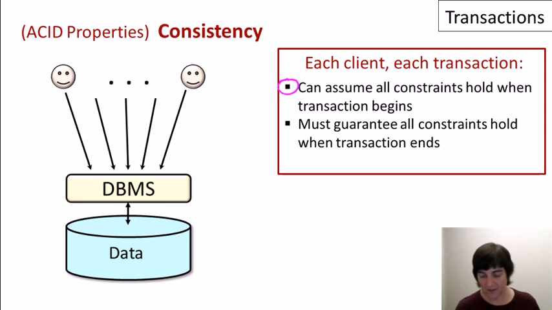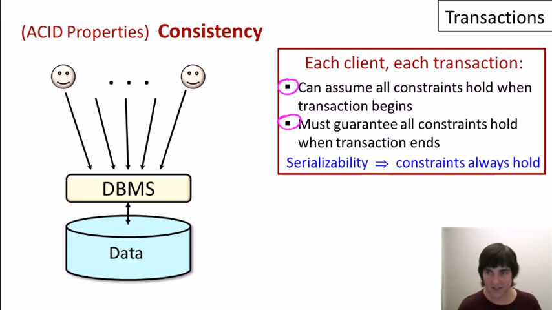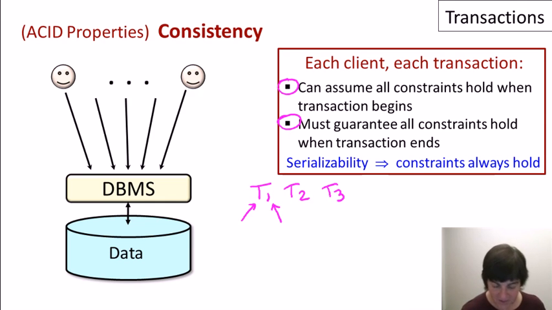Then each client must guarantee that all constraints hold when the transaction ends, and that's typically guaranteed by the constraint enforcement subsystem. Now with that guarantee, since we have serializability of transactions, that guarantees that constraints always hold. Specifically, the behavior of the database is some sequential order of the transactions. We know that we can assume at the start of the transaction the constraints hold, and then we guarantee they hold at the end, and since the behavior is equivalent to a sequential order, then the next transaction can assume the constraints hold, and so on.